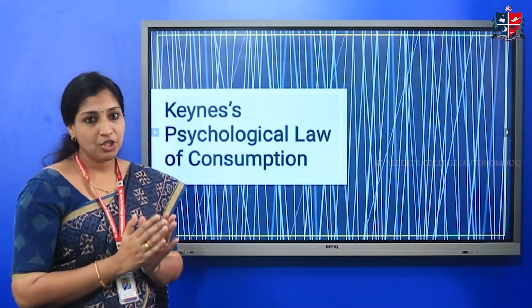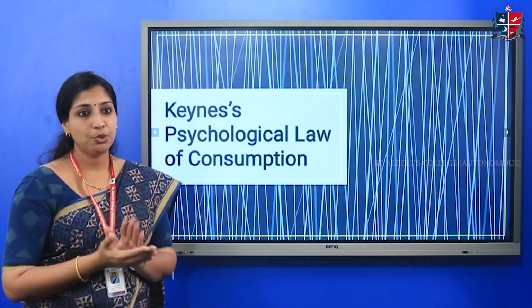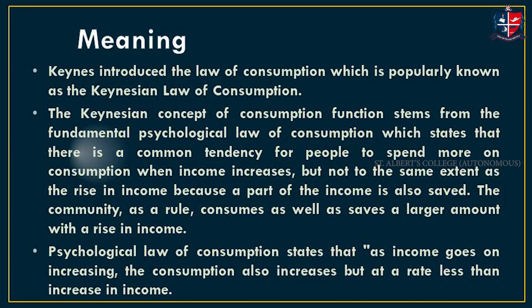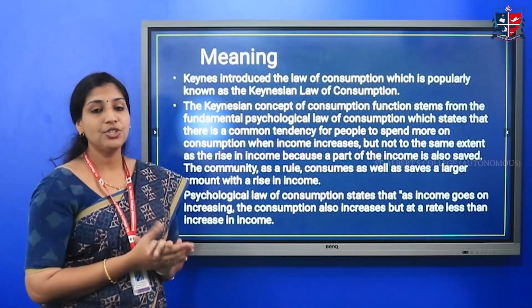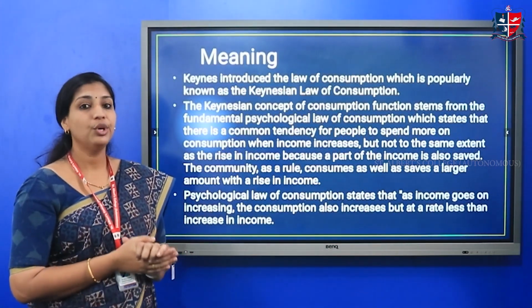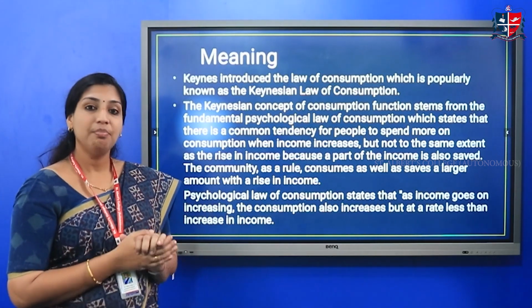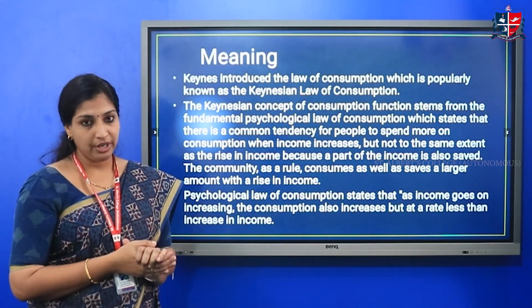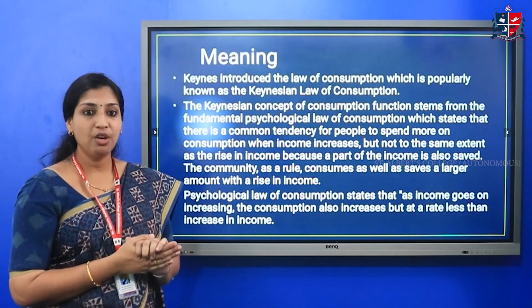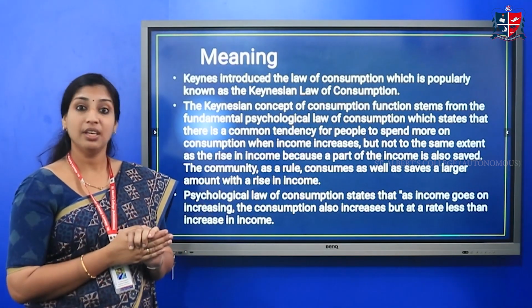This theory explains the relationship between consumption and income. Keynes introduced this law of consumption basically to analyze the relationship between consumption and income. According to this theory, whenever there is an increase in income, people will consume more. But the proportion of increase in consumption won't be equal to the proportion of increase in income.